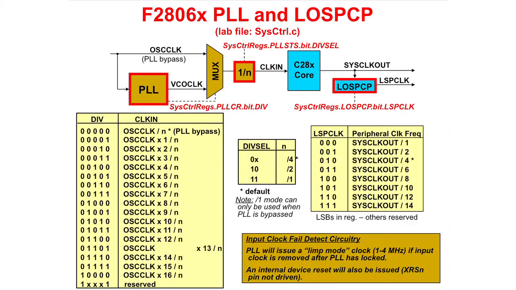A clock source can be fed directly into the core or multiplied using the PLL. The PLL gives us the capability to use the internal 10 MHz oscillator, multiply it by 16/2, and run the device at the full 80 MHz clock frequency. If the input clock is removed after the PLL is locked, the input clock fail detect circuitry will issue a limp mode clock of 1 to 4 MHz. Additionally, an internal device reset will be issued. The low-speed peripheral clock prescaler is used to clock some of the communication peripherals.